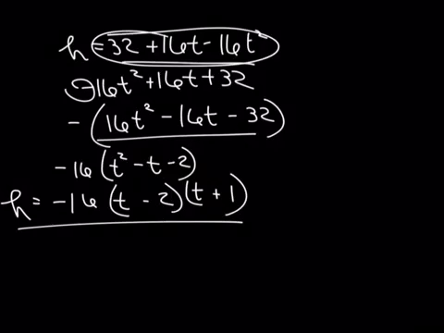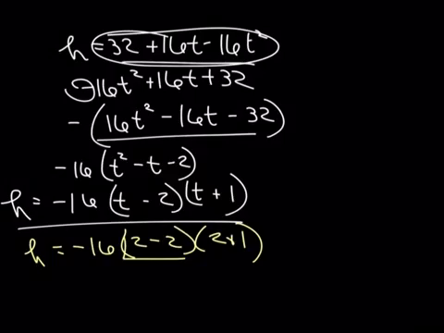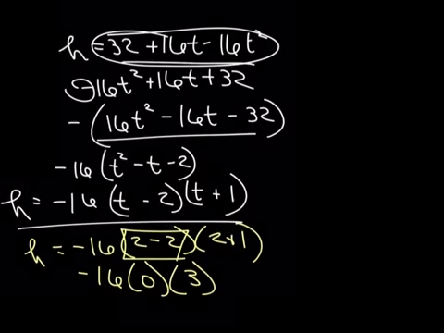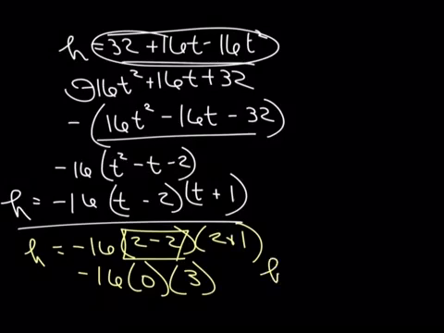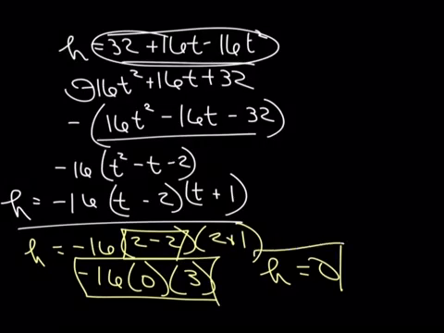Now it says, find h when t is 2. So I'm going to put a 2 in here for t and a 2 in there and see what I get. So h equals -16 times 2 minus 2 times 2 plus 1. Because that gives me 0, my answer is going to be 0. Because anytime you multiply numbers together and one of the numbers you're multiplying is 0, you're getting 0. So h is 0. Alright, and that's it for 6.3.